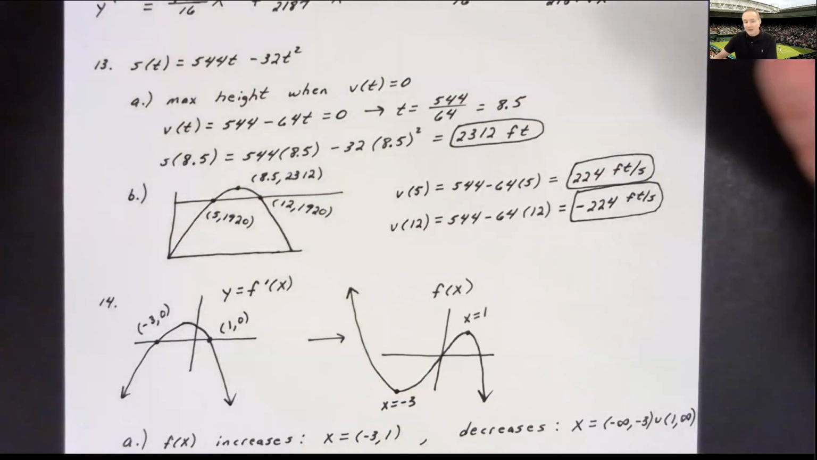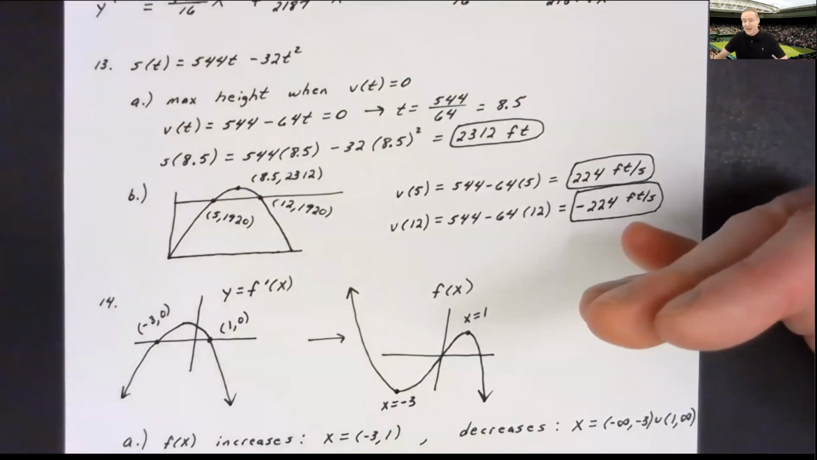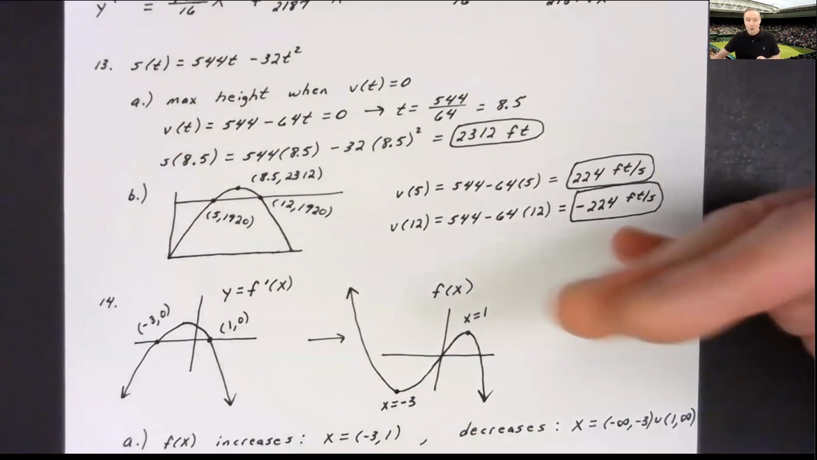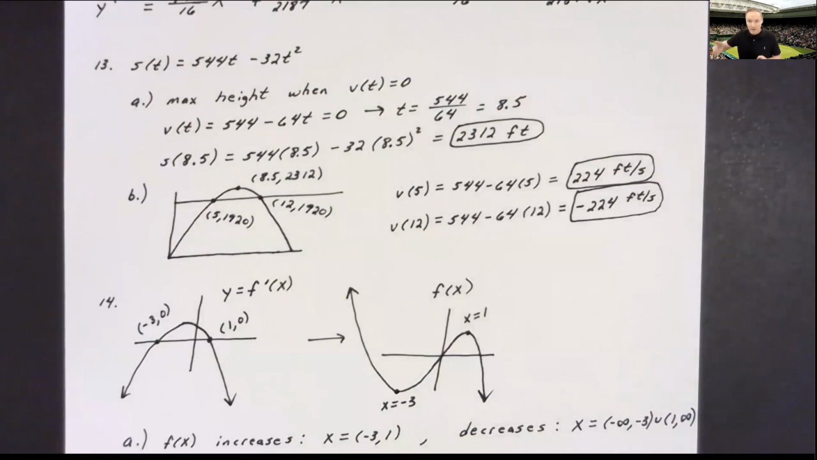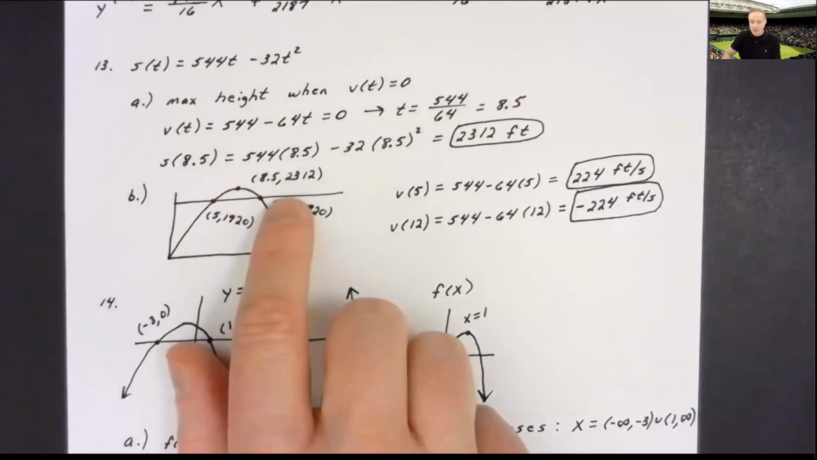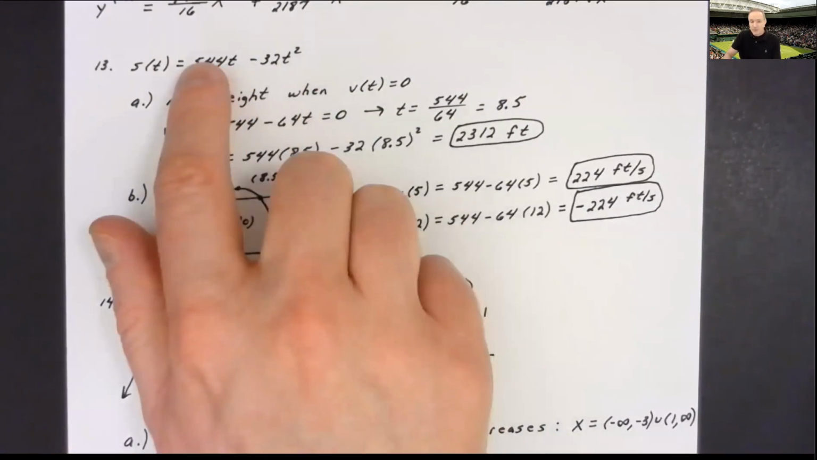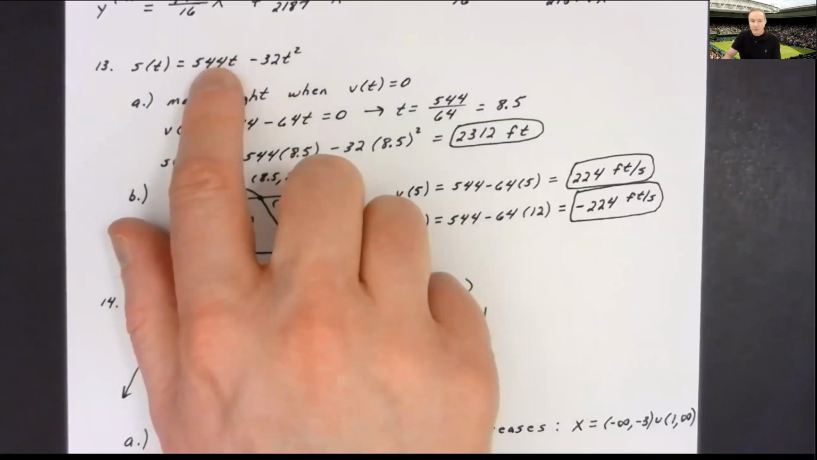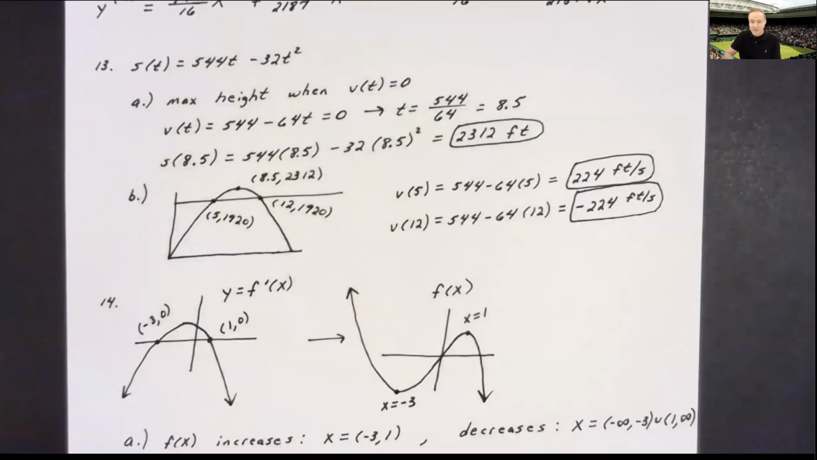Now, the second part of this, part B, I ask, what is the velocity at 1,920 feet on the way up and on the way down? In order to answer that question, it's probably helpful to at least find the times using your calculator. Alternatively, you could have said 544t minus 32t squared equals 1920 and used the quadratic formula or something like that. That's not calculus, so I don't care how you solve for when that's equal to.